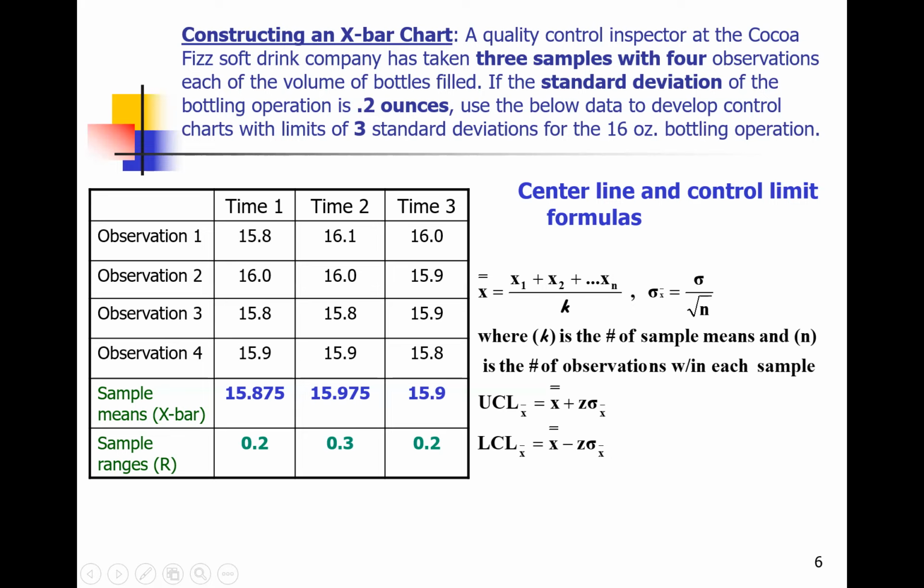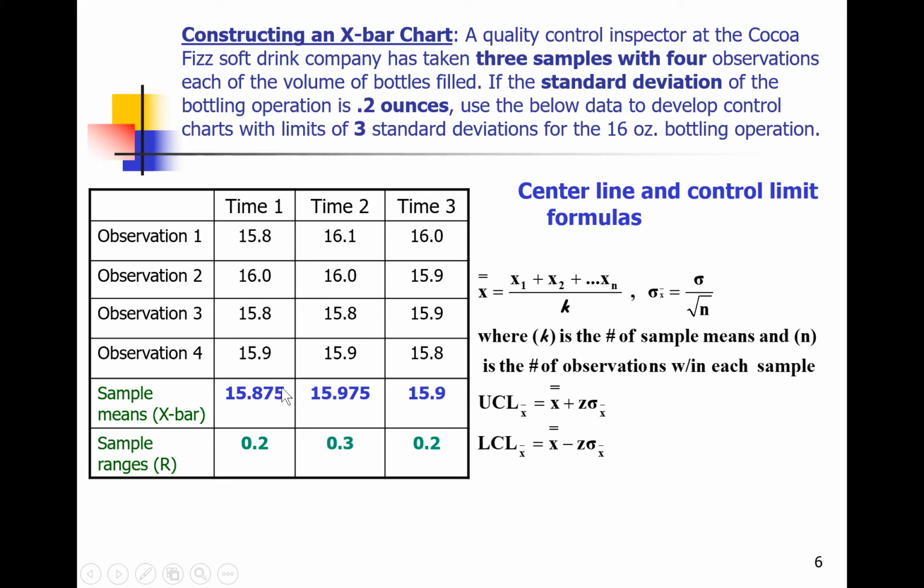This 3 standard deviation means this is the normal 6 sigma calculation. In normal distribution, if you use 3 sigma, it covers around 99.74%. So we usually use 3 sigma, you can use 2 sigma, but here in our problem we have used 3 sigma standard deviations for the 16 ounce bottling operation. So develop the central line and the control limits.